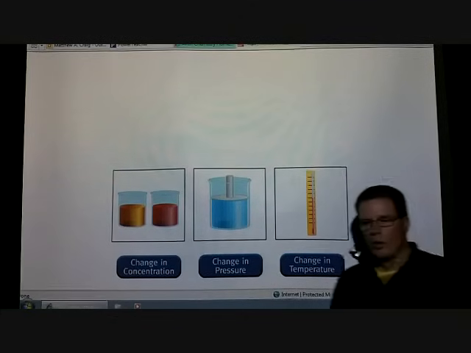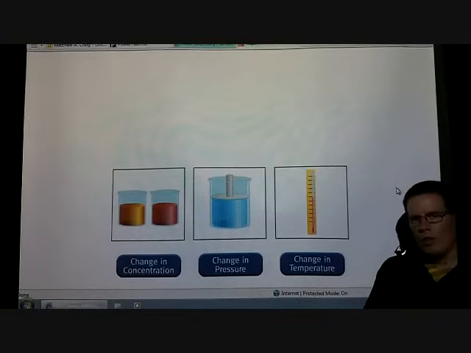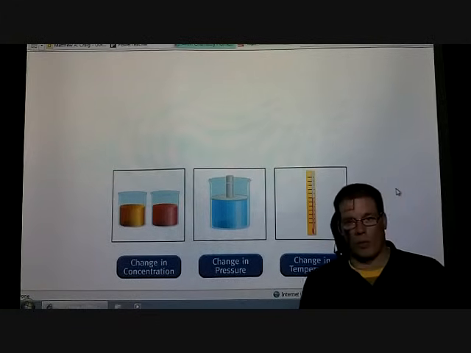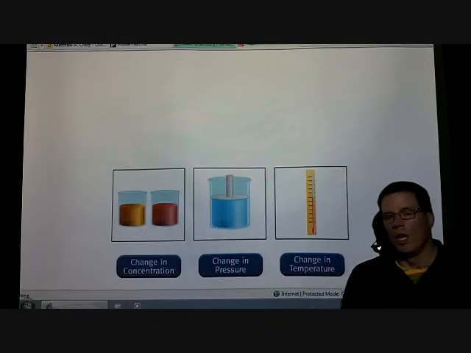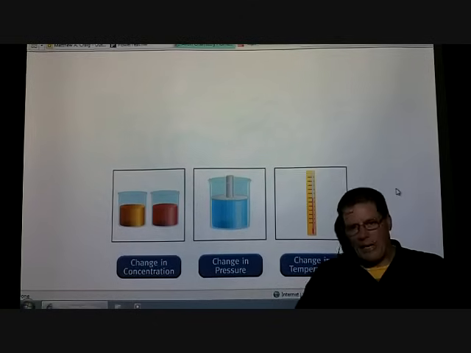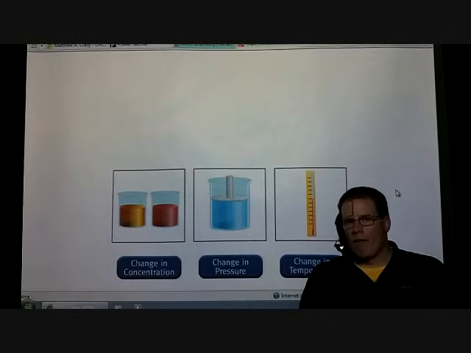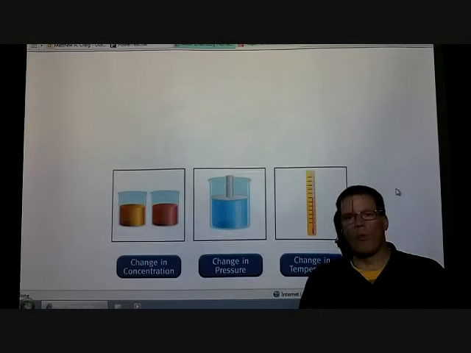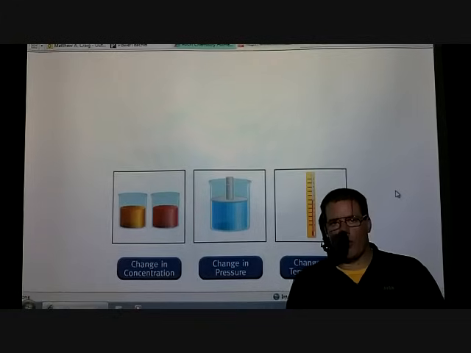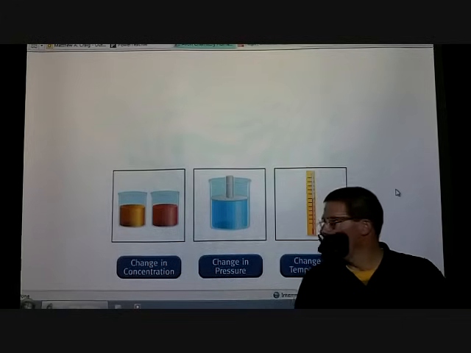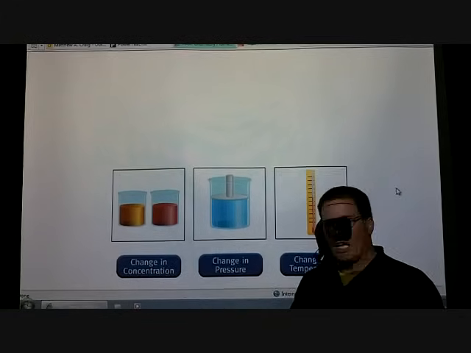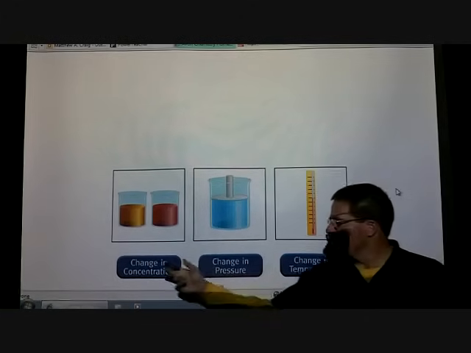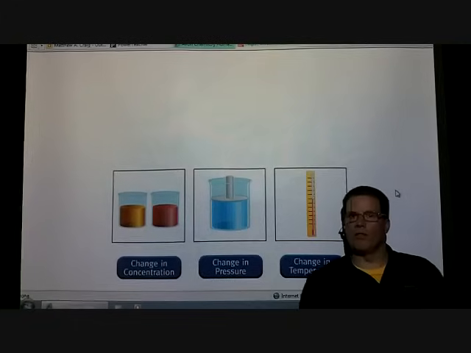Okay, so we're going to look at the 3 different types of stresses we can impose on this system, or the way that we're going to change the equilibrium system. The key to remember is each one of these examples, every one of these systems starts at equilibrium before we start imposing the stress or change. So we're going to take a look at changes in concentration, changes in pressure, and changes in temperature. Let's take a look at change in concentration first.